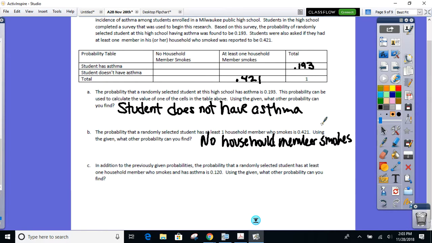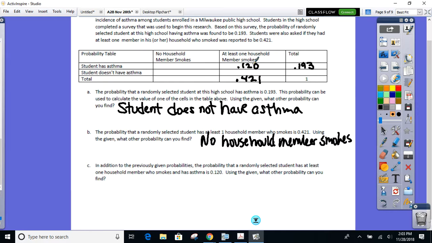And then one more. In addition to the two I just gave you, the probability a student has at least one household member who smokes and has asthma is 0.120. Can you put that 0.120 somewhere? The student has at least one member who smokes and has asthma. Everyone see where you're going to put that? Yeah, right here, I hope.